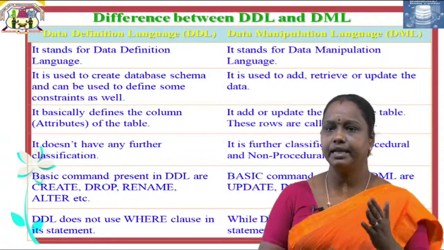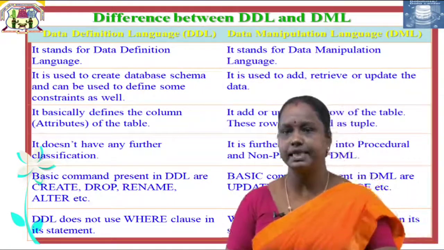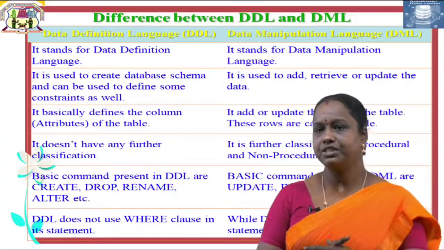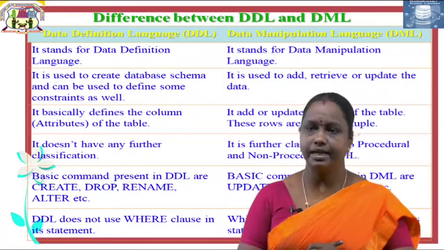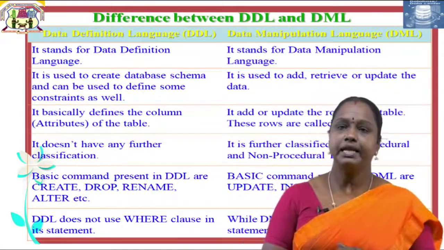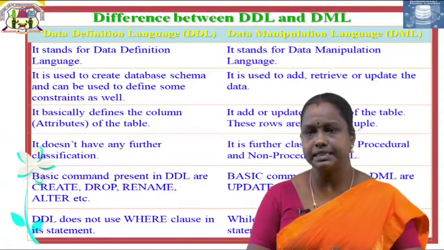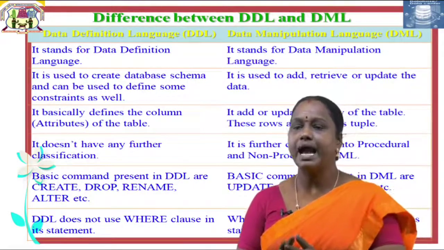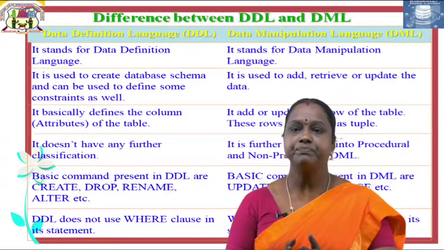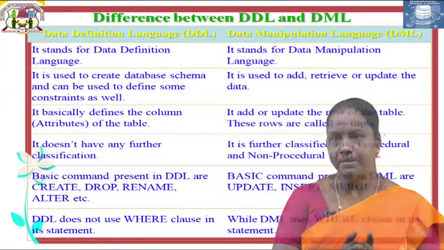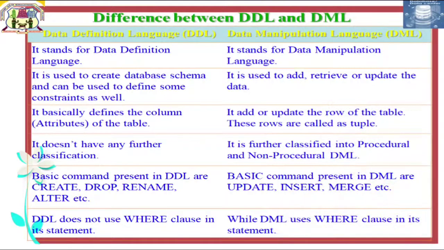First one is DDL, data definition language, and another one is DML, data manipulation language. DDL stands for data definition language, DML stands for data manipulation language. DDL is used to create database schema and to define some constraints as well. DML is used to add, retrieve or update the data. DDL basically defines the columns, that is the attributes of the table. DML is used to add or update the rows of the table. These rows are called tuples.